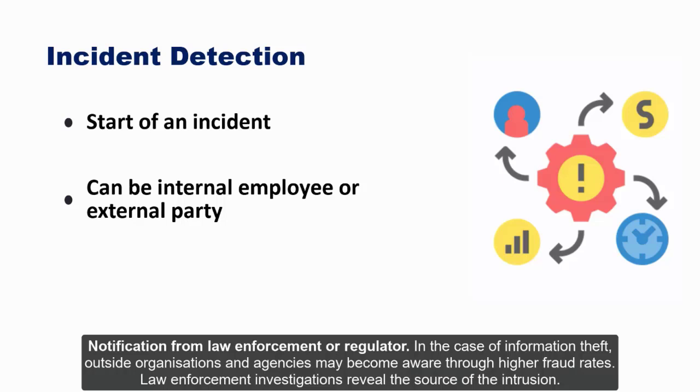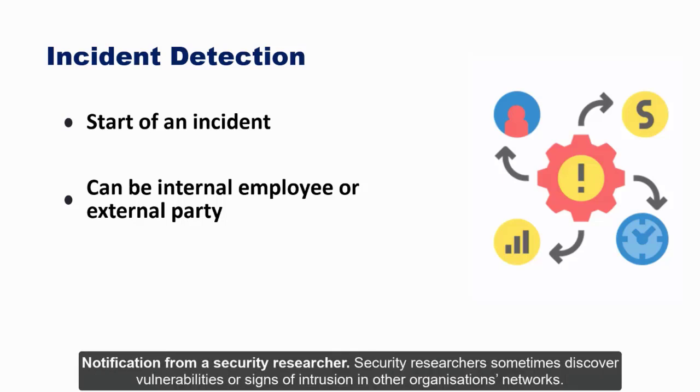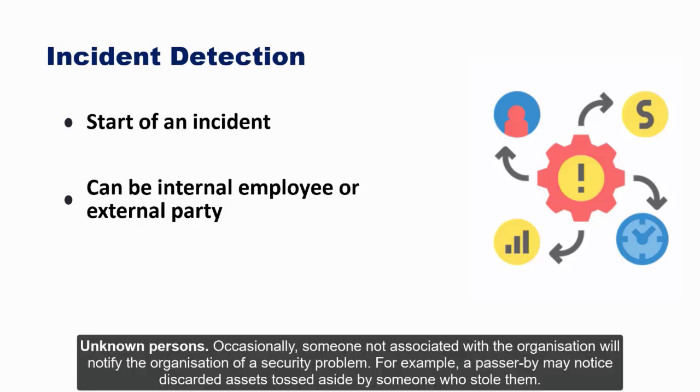Law enforcement investigations reveal the source of the intrusion. Notification from a security researcher. Security researchers sometimes discover vulnerabilities or signs of intrusion in other organizations' networks. Unknown persons. Occasionally, someone not associated with the organization will notify the organization of a security problem. For example, a passerby may notice discarded assets tossed aside by someone who stole them.